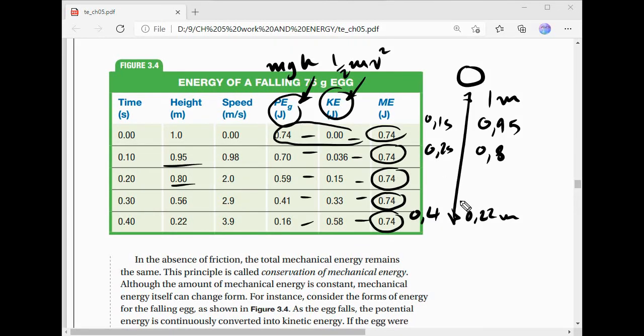Now we can see that the potential energy and the kinetic energy are opposite to each other. When the potential energy increases, the kinetic energy decreases. The opposite will happen too. Look at this simulation to understand more.